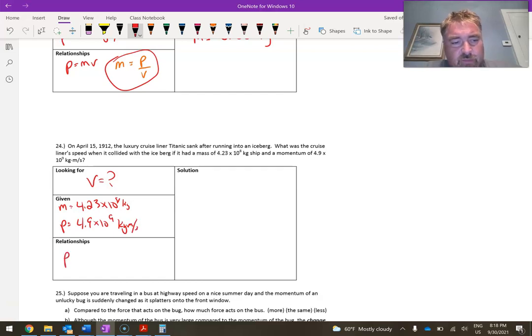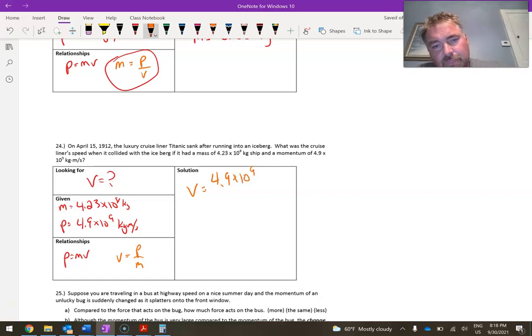Now, our relationship here, again, is P is equal to m times v, or if you want to get fancy, I'll put it in orange, v is equal to P over m. And this one I'll do the fancy way. So our velocity is equal to the 4.9 times 10 to the 9th kilogram meters per second, and I'm going to divide that by the mass of 4.23 times 10 to the 8th kilograms. And that'll give us a velocity of about 11.6 meters per second.